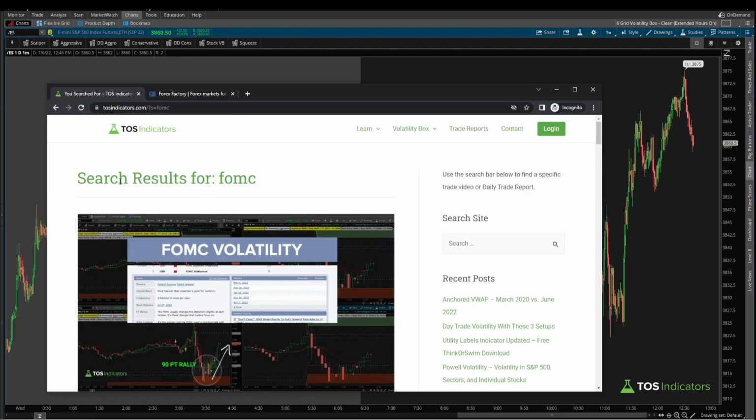Be it meeting minutes, be it a Powell testimony, be it something completely different, what tends to happen after one of those events, an FOMC catalyst as our catalyst for volatility.